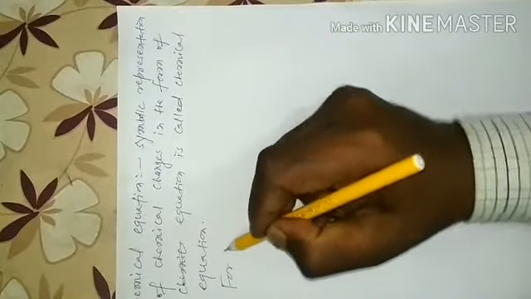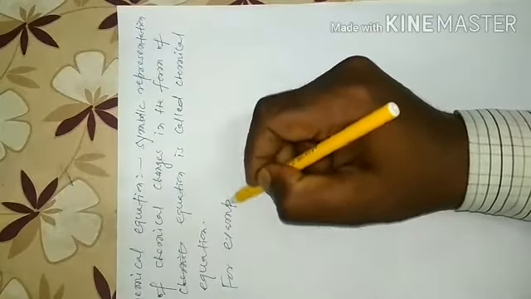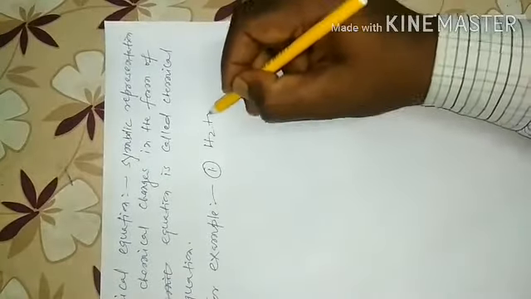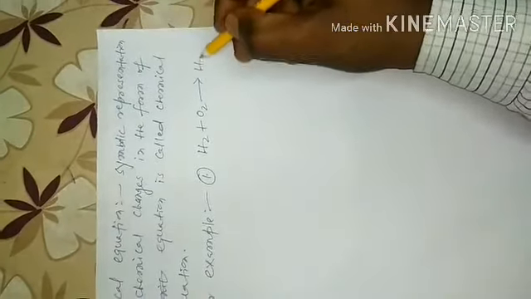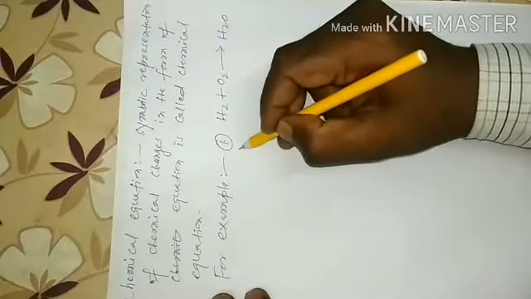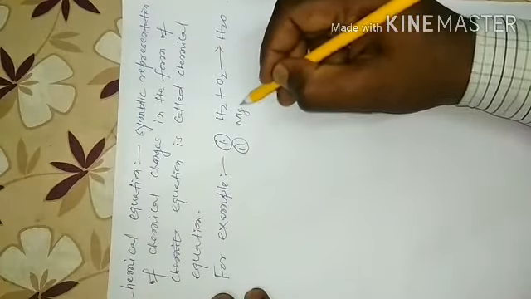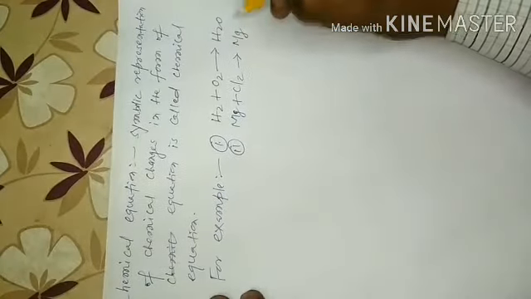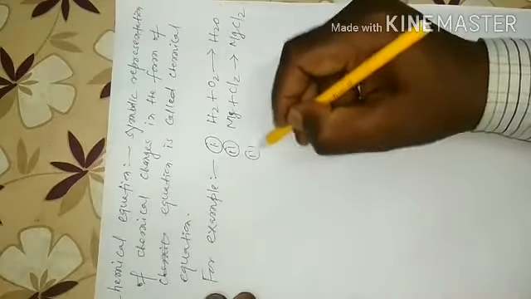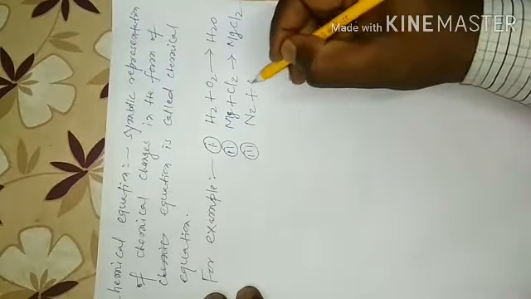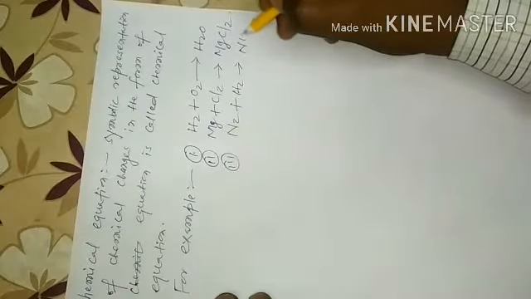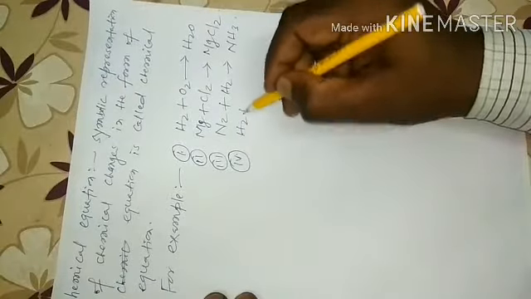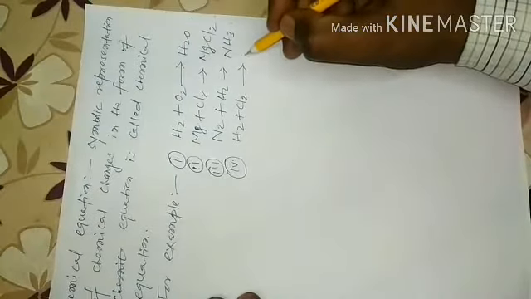For example, H2 plus O2 gives H2O. Mg plus Cl2 gives MgCl2. N2 plus H2 gives NH3. H2 plus Cl2 gives HCl.